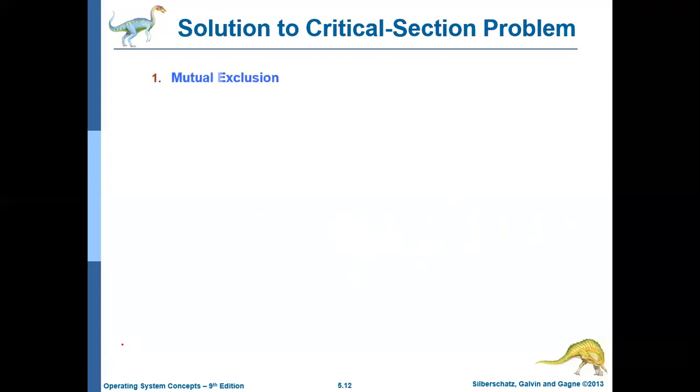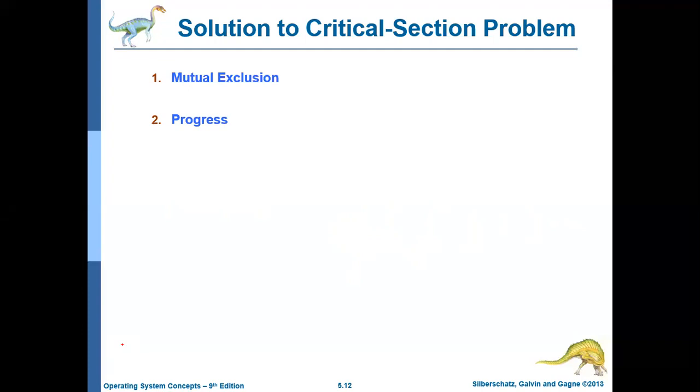The first one is mutual exclusion. We already defined mutual exclusion. It means the solution should ensure that if one process is in the critical section, then no other process should be executing its critical section. If this condition is satisfied, then the algorithm is mutually exclusive. The second condition is progress. What is meant by progress?